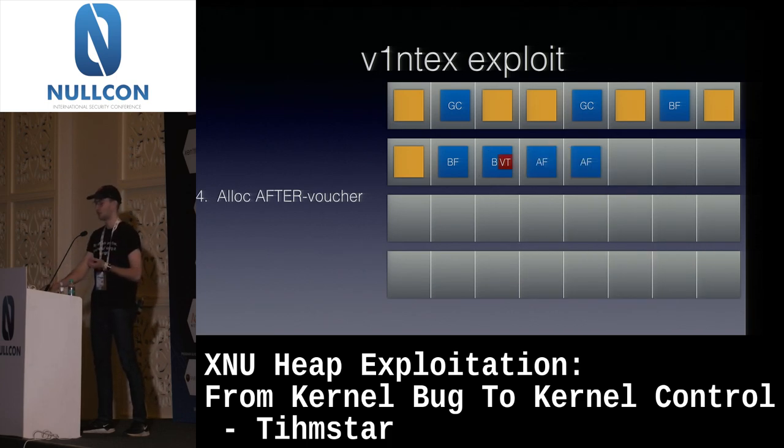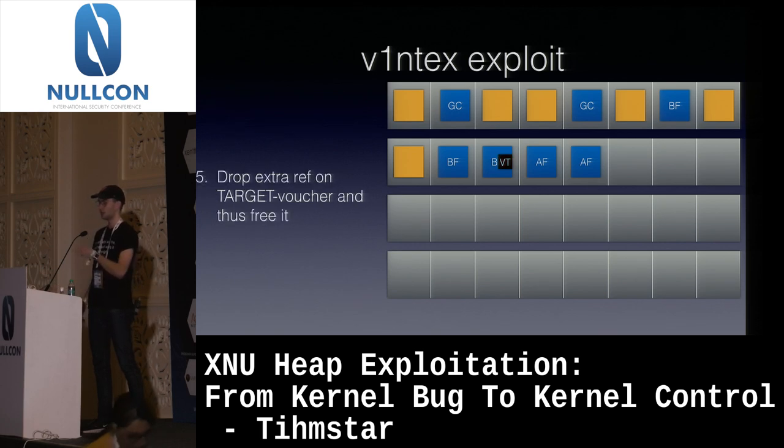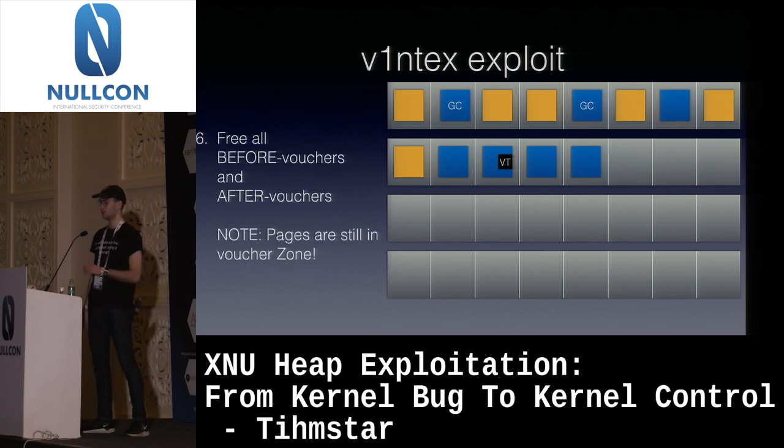We allocate more after vouchers. So when dropping an extra reference on the target voucher, it gets freed. So you see it's black. Now what we're gonna do is we free all before vouchers and all after vouchers. By just freeing them, they're probably still in the voucher zone.